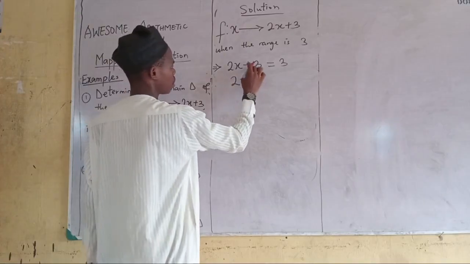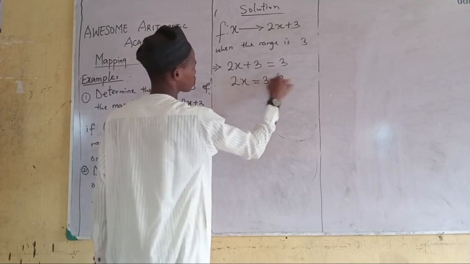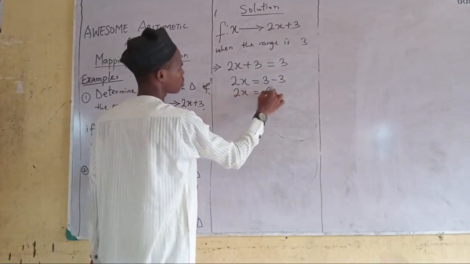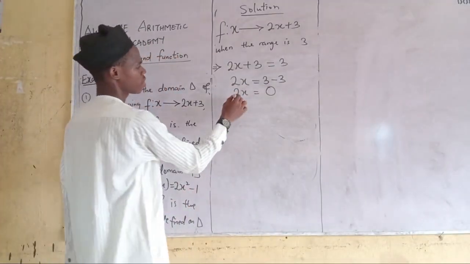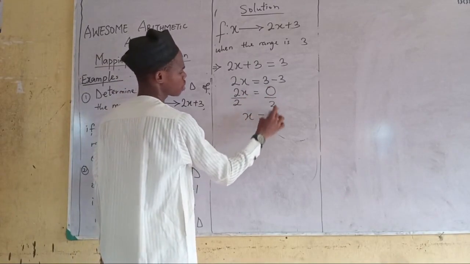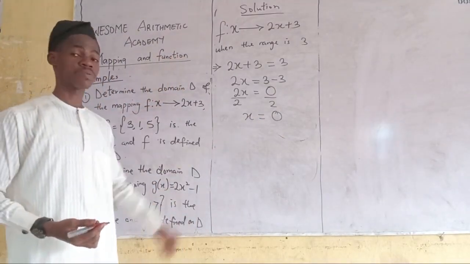So in that case, when I do that, this will give me 2x. Collecting the like terms, 3 goes to the other side, which gives me 3 minus 3. So I will have 2x equals 0. Looking for the value of x, we divide both sides by 2, and x gives me 0 divided by 2, which is 0. So that means the first domain is 0.